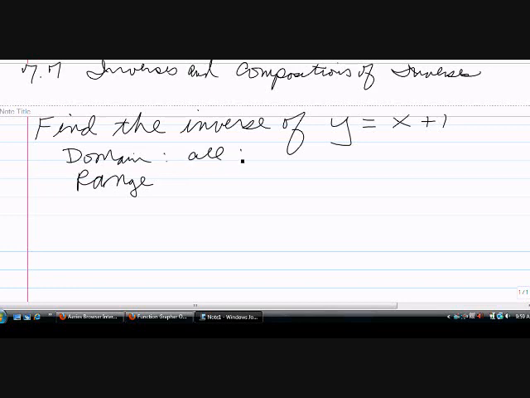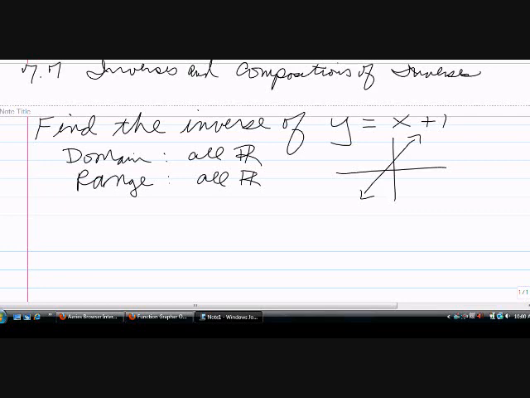Domain's going to be all real numbers. The range is all real numbers. If you think of the graph, it looks like this. I can put any number in for x. So my domain is all real numbers. And my y's are going to infinity forever, positive infinity forever, and negative infinity forever. So my range is all real numbers.